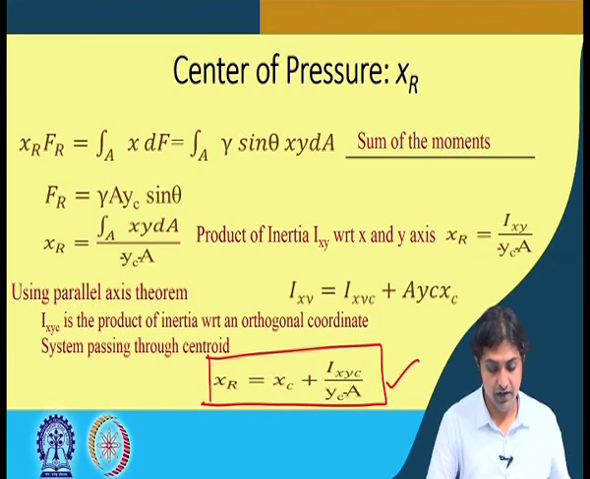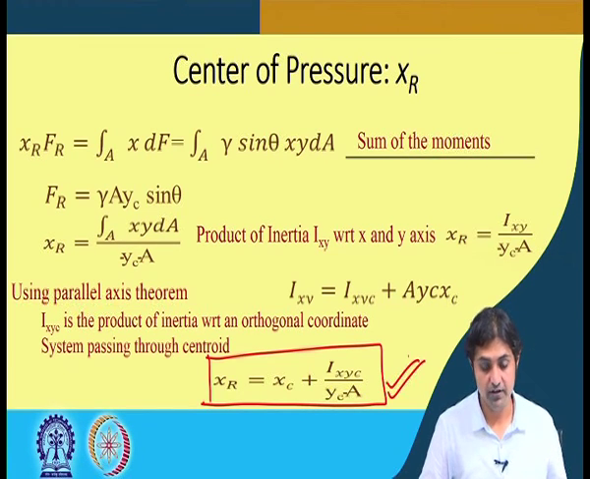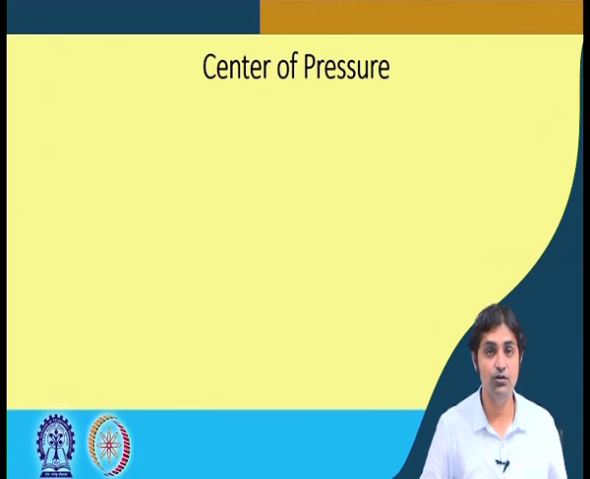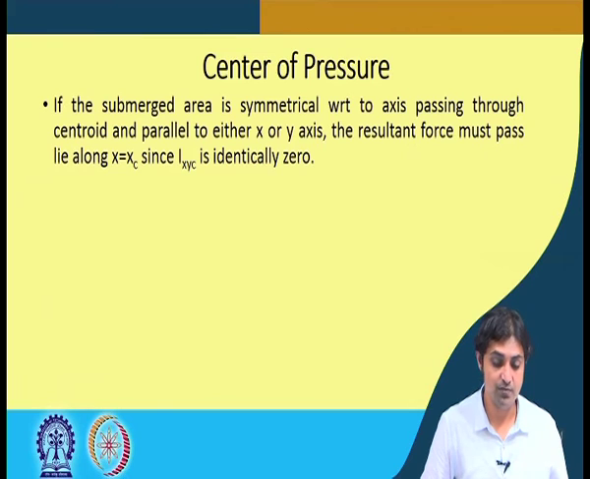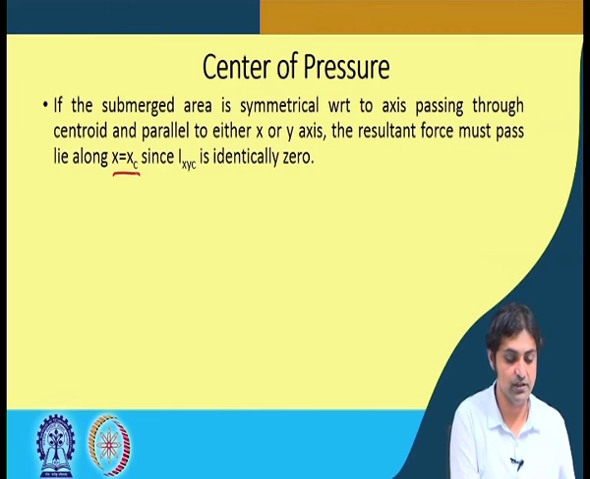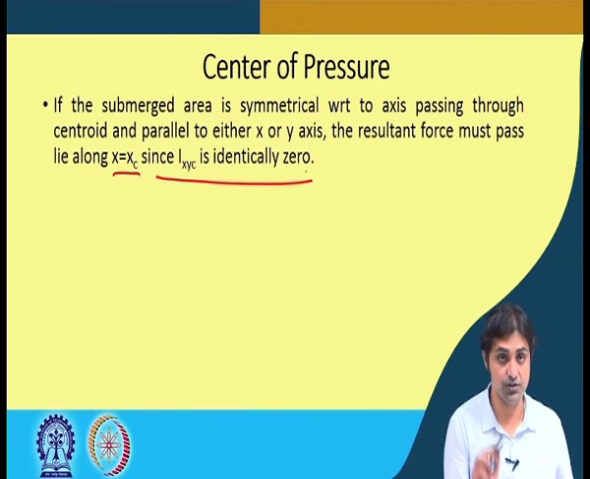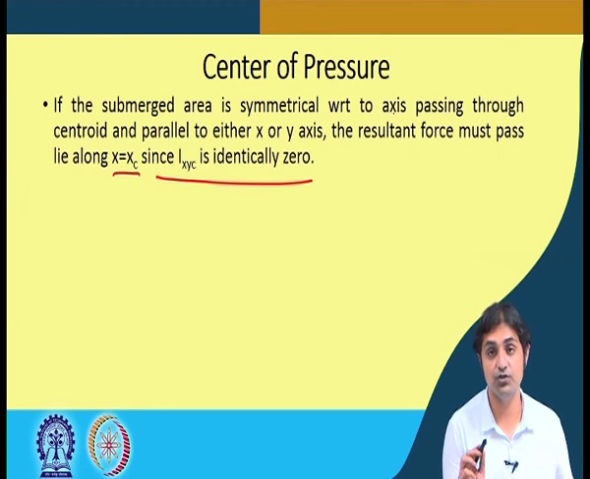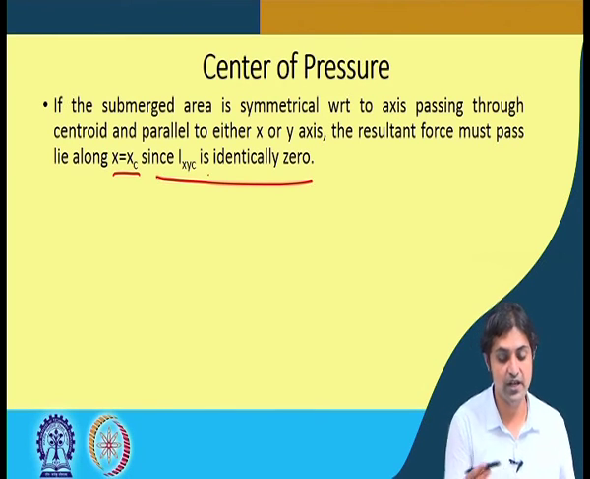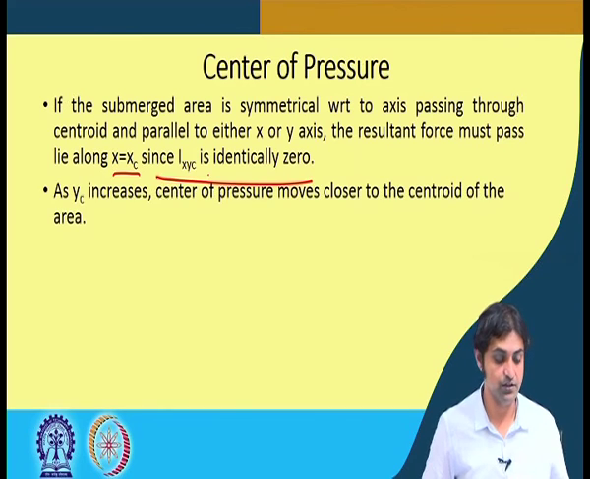This is good. Another important result, for we have obtained YR and XR. Now, the center of pressure. If the submerged area is symmetrical with respect to an axis passing through the centroid and parallel to either the x or y axis, the resultant force must pass along x equals xc, since IXY is identically 0. If the submerged area is symmetrical with respect to an axis passing through the centroid, then IXY is identically 0. So, XR will be 0.